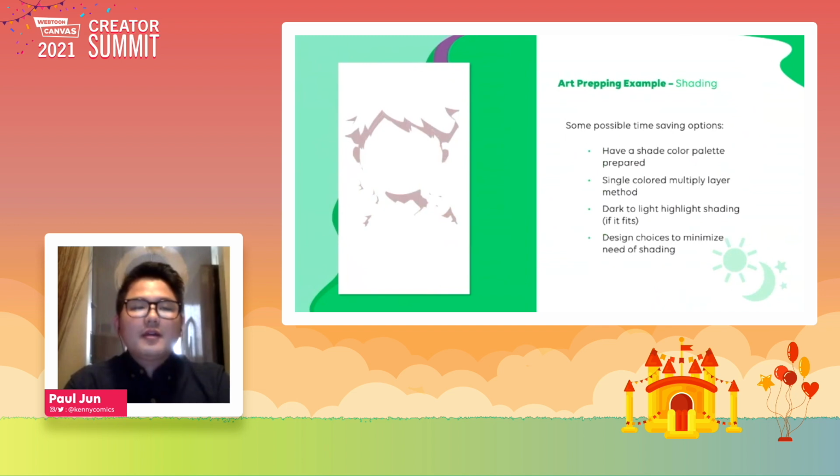So shading, there's a lot of different ways, in terms of how some webtoons or digital arts are made. Having a shade color palette is also helpful if you're coloring multicolors. And sometimes if you're able to work with single shading, you could also use the multiply layer method, where you find a good color to serve as a base shading color and then use a mask layer to add color to it if needed.